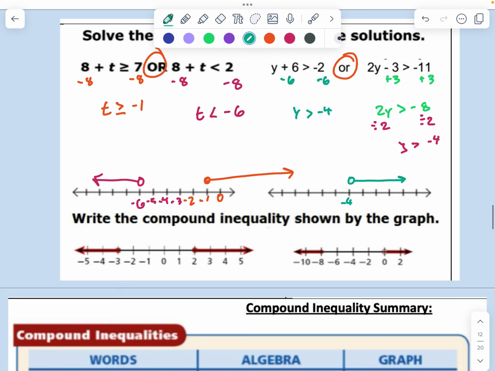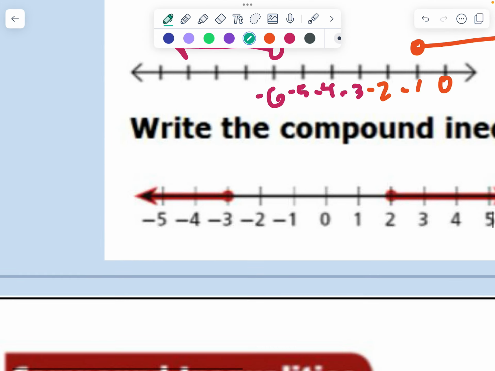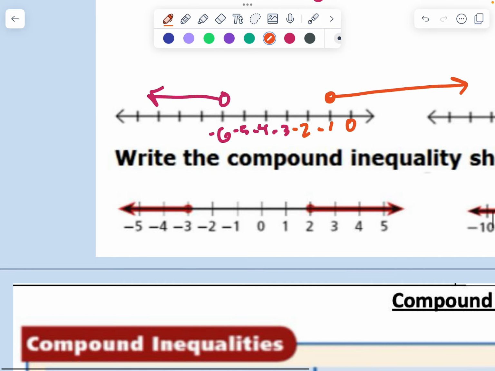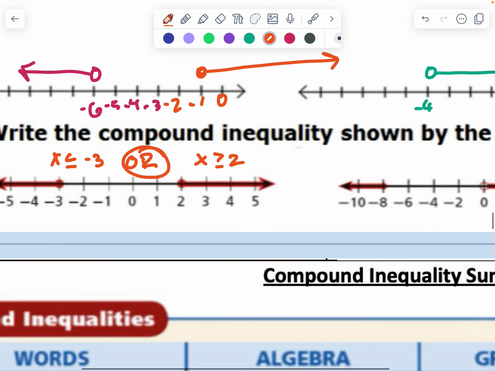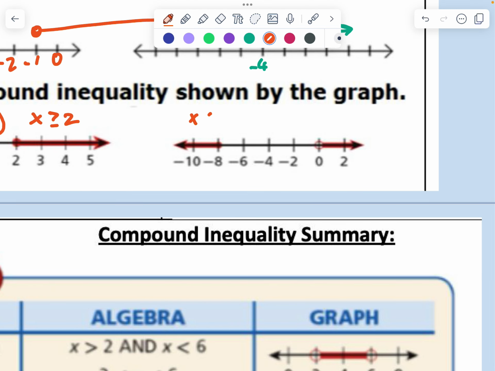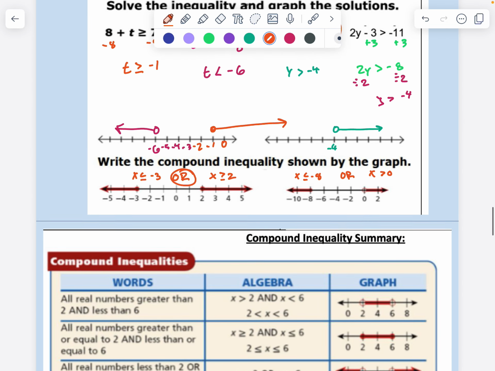Okay, again, one more time, just to summarize oars. Oars, I can tell this is an or because they're going away from each other, and I don't have a fancy notation way of writing this. I'm just going to say, hey, x is less than or equal to -3, and then I'm going to use the word or to communicate that this is an or. X is greater than or equal to 2. Last one here, x is less than or equal to -8, the word or. X is strictly greater than 0, no equal sign there. We've got that open circle.